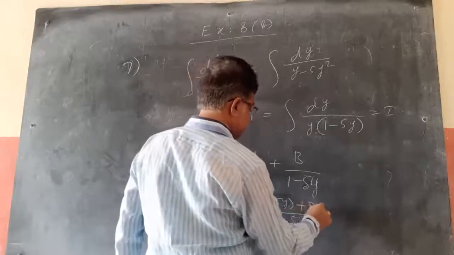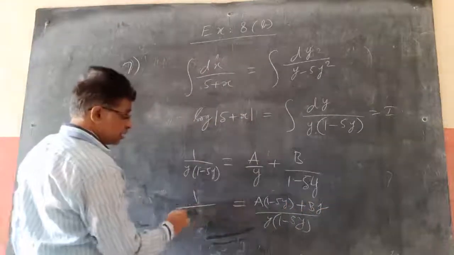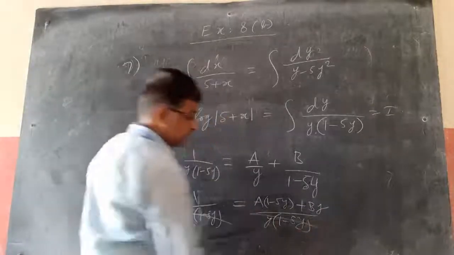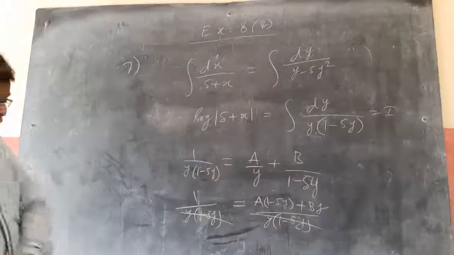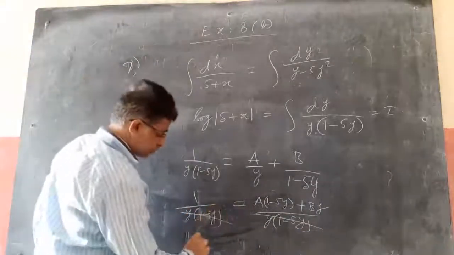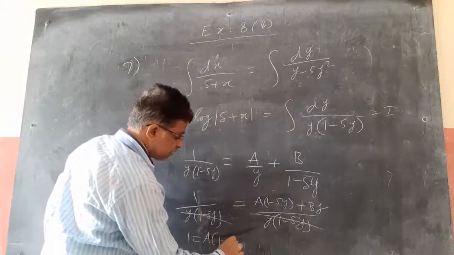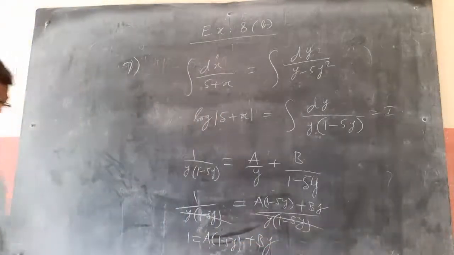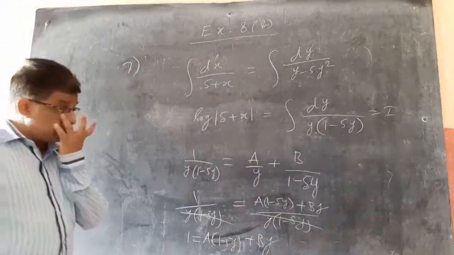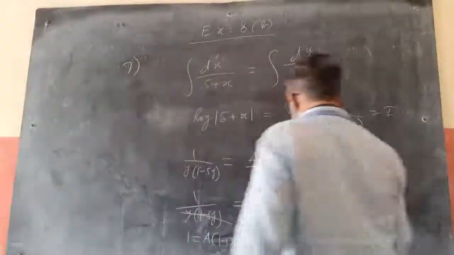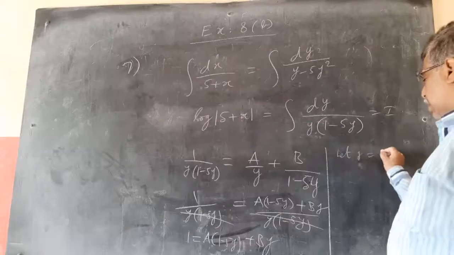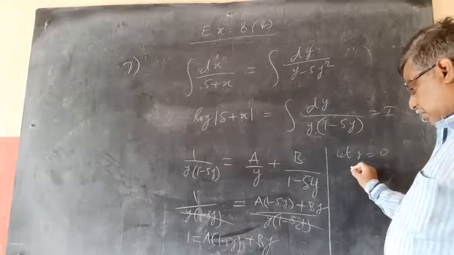plus By. This side 1 by y into 1 minus 5y. Cancel. So it becomes 1 is equal to A into 1 minus 5y plus By. So now you can go for comparing functions or you can go for substitution. Simply if I substitute y equal to 0, I will get 1 is equal to A.